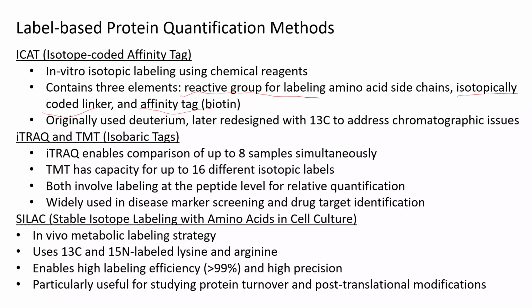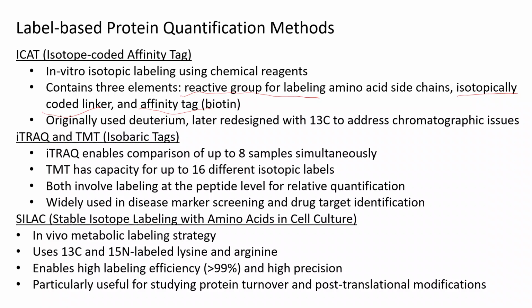Then you have iTRAQ and TMT. These are isobaric tags. iTRAQ enables comparison of up to 8 samples simultaneously, whereas with TMT you can go up to 16 different isotopic levels. Both of these involve labeling at the peptide level for relative quantification, and can be widely used in disease marker screening and drug target identification.